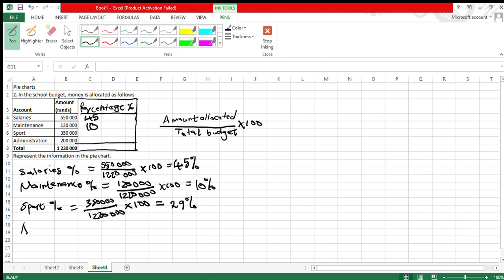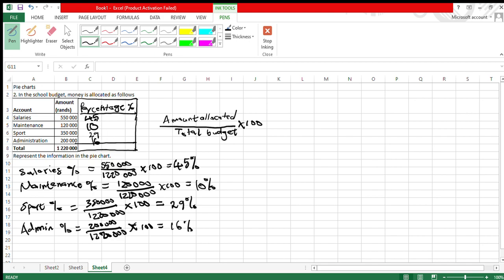Now let's do the final one, which is the administration. Let's call it admin percentage. It's going to be 200,000 that had been allocated, divided by the total budget of about 1.2 million. Multiply that by 100. It's going to work out to be about 16%. So remember, for sport we had 29%, and for admin it's about 16%.